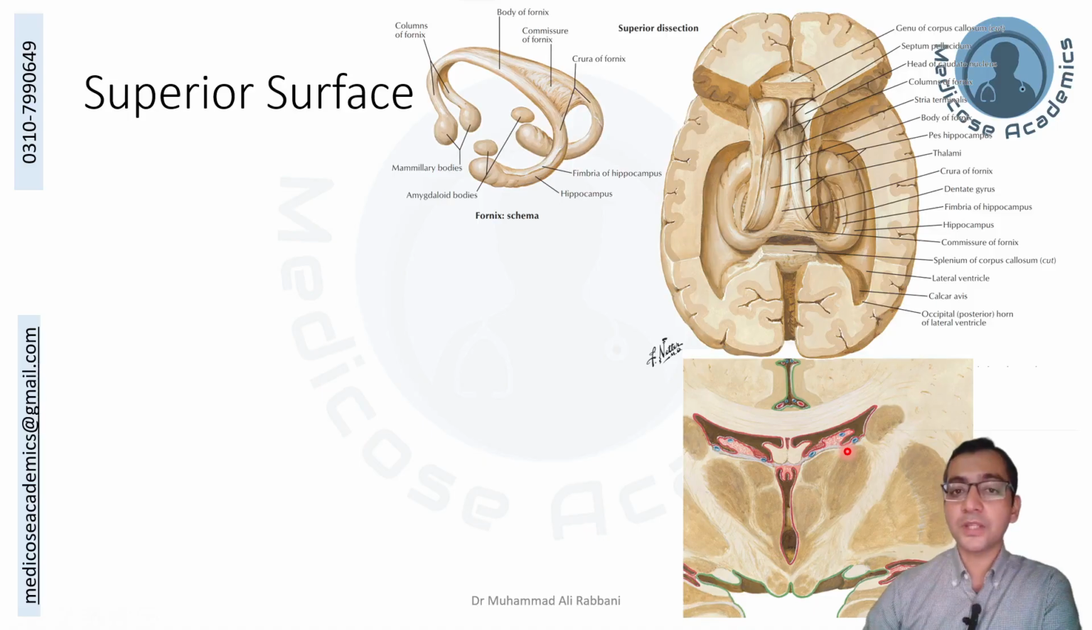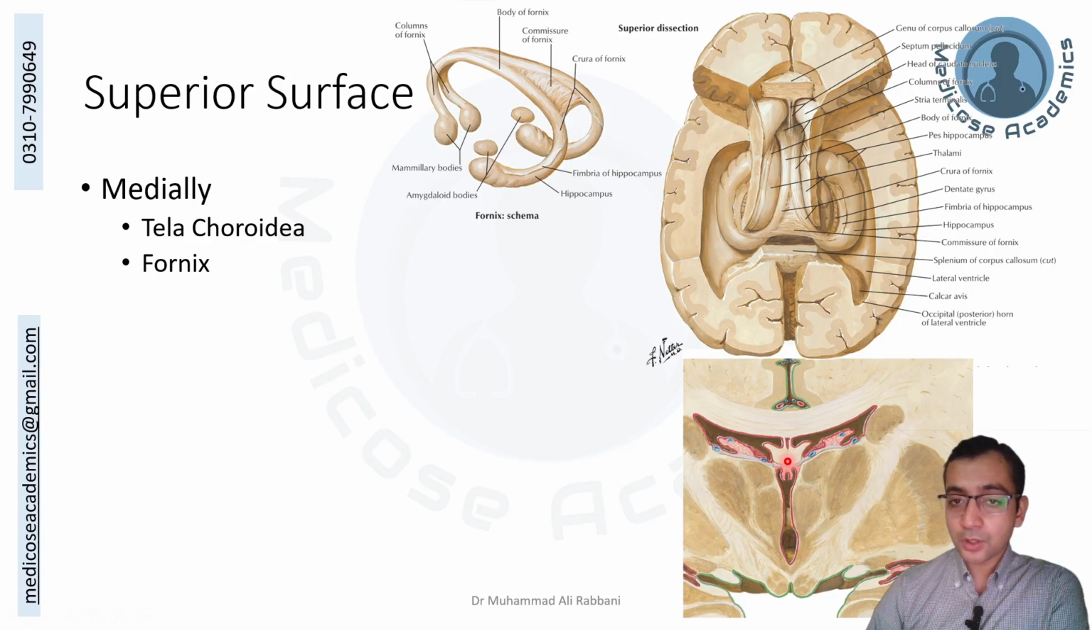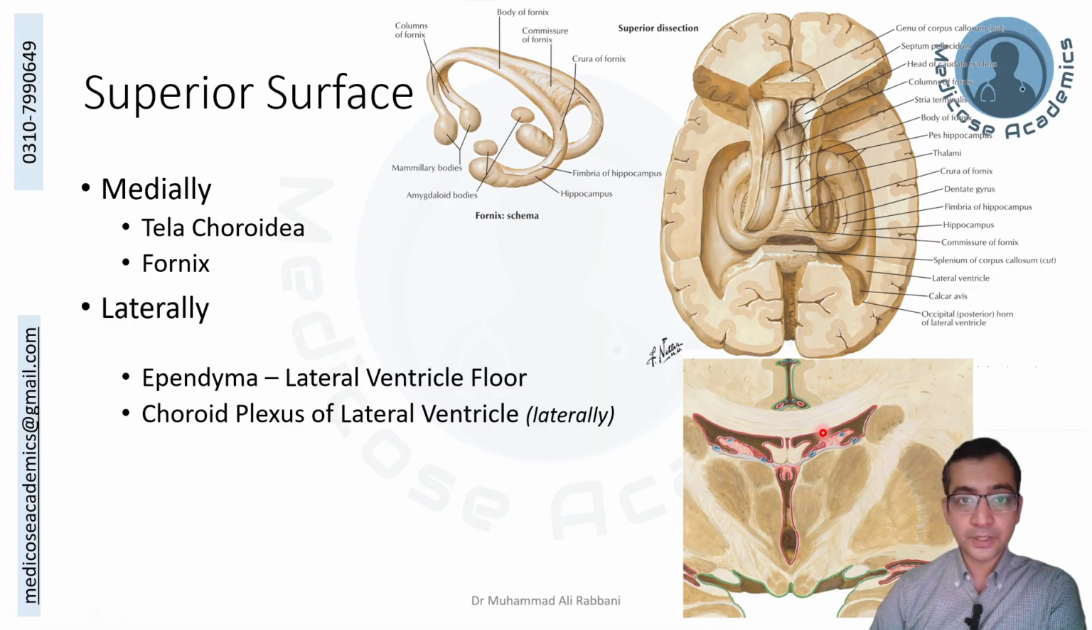The superior surface of the thalamus, on the medial aspect, is related to the choroid plexus, tela choroidea of the third ventricle and the fornix, and the lateral ventricle. On the lateral aspect, it is related to the floor of the lateral ventricle, the body of the lateral ventricle. And if you want to go into more detail, there is the choroid plexus and tela choroidea of the lateral ventricle, there is the internal cerebral vein, and there are the thalamostriate vein and the stria terminalis. All of these structures are present on the superior surface of the thalamus.